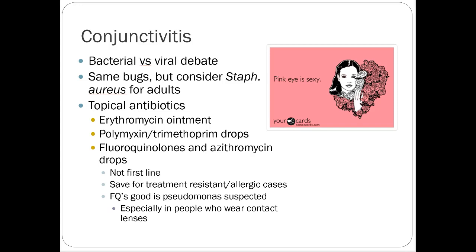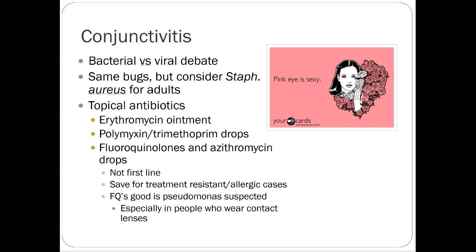Polymyxin trimethoprim drops. So it's kind of an odd antibiotic, but that's one of the most common cheap ways to treat conjunctivitis, and it's a pretty popular way. Otherwise, fluoroquinolone eye drops like Cipro eye drops. Ofloxacin is a common one as well. It's kind of a specific floxacin that's used in ophthalmic preparations. And azithromycin drops exist too.